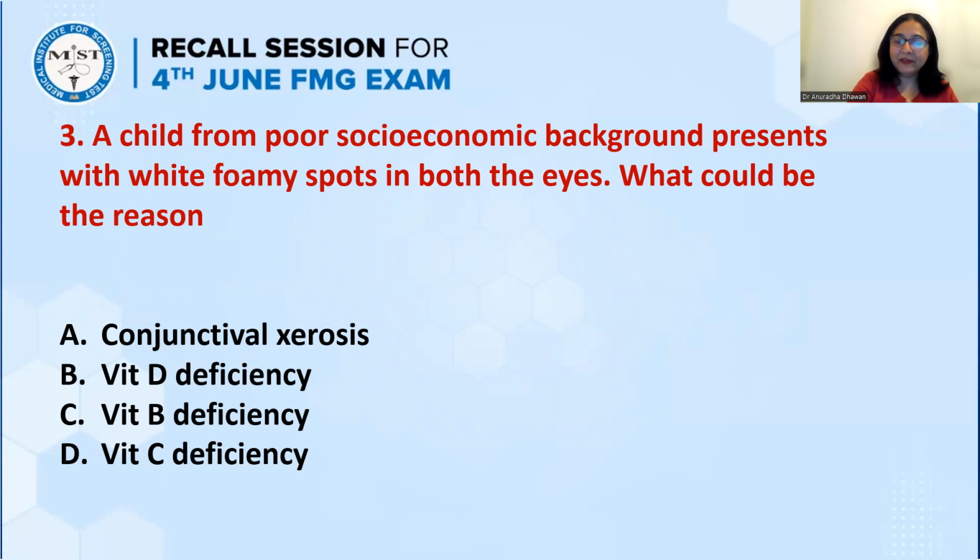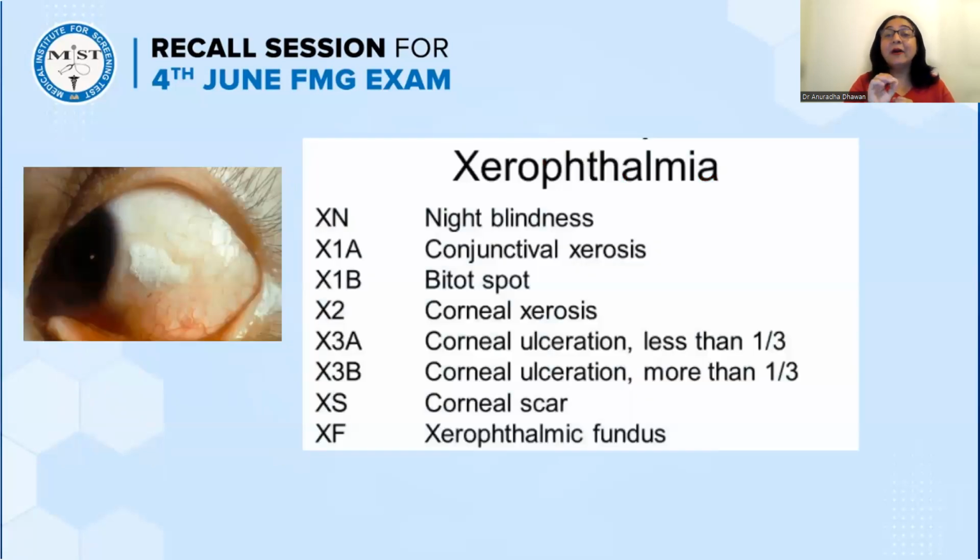I'm sure you were able to recognize it. They were talking about the Bitot spots. We know Bitot spots look like frothy or foamy lesions. They're typically whitish in color, seen on the bulbar conjunctiva, mostly the temporal side. Bitot spots are one of the signs of vitamin A deficiency.